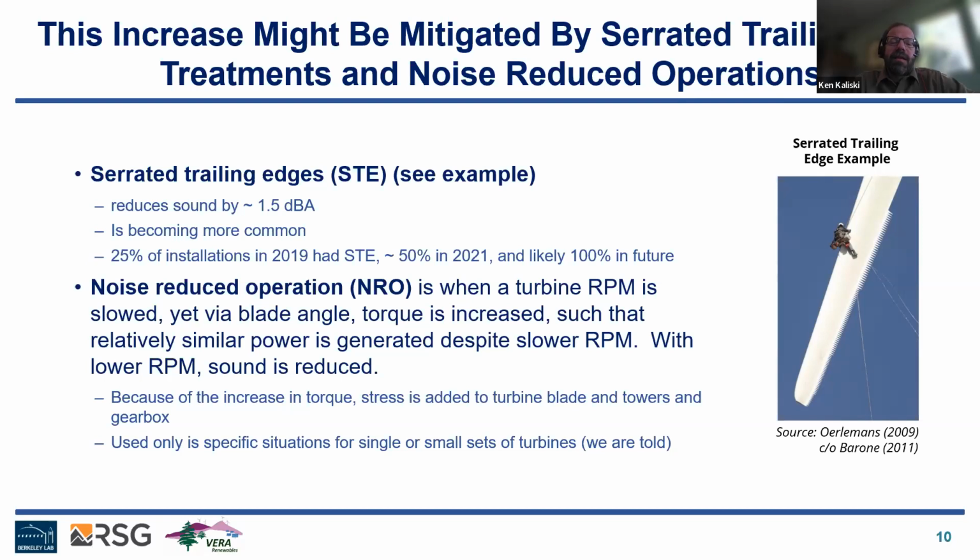In addition to serrated trailing edges, we have noise-reduced operations that can lower the sound emissions from a wind turbine, and you're basically slowing it if you need to under certain conditions, like certain wind speeds or certain wind directions. You can lower the rotational speed of the wind turbine and reduce noise. But it's only used in specific situations because while it reduces noise, it also reduces the power output of the wind turbine, and it adds stress to the wind turbine. So it has an impact on the life cycle of the wind turbine.